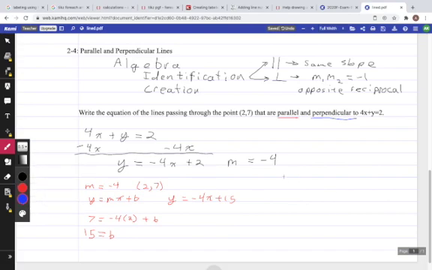Our perpendicular line has an opposite reciprocal slope, so that's going to be a slope of 1/4. And it passes through the same point, so (2, 7). Now we could do exactly what we did over here, and that would be fine, or we could use point slope form, which is what we'll do.